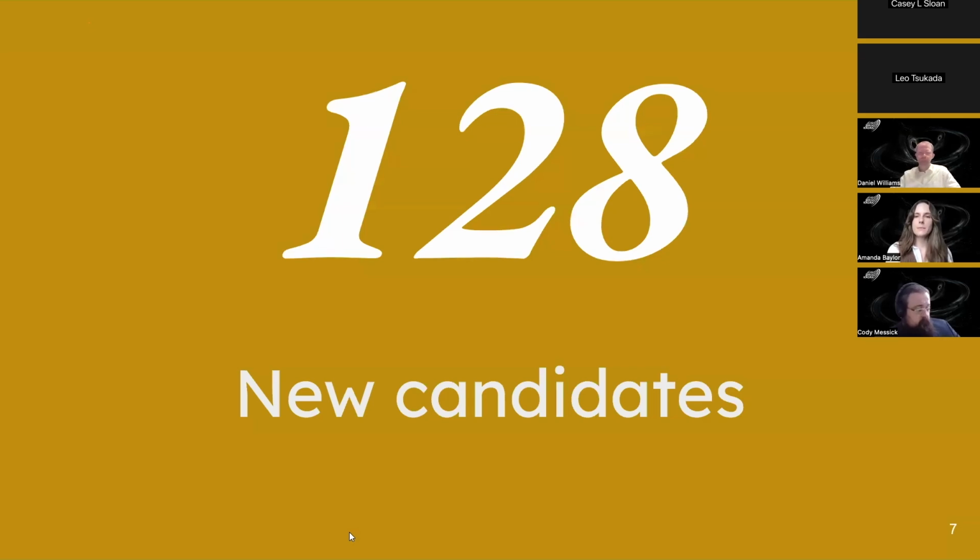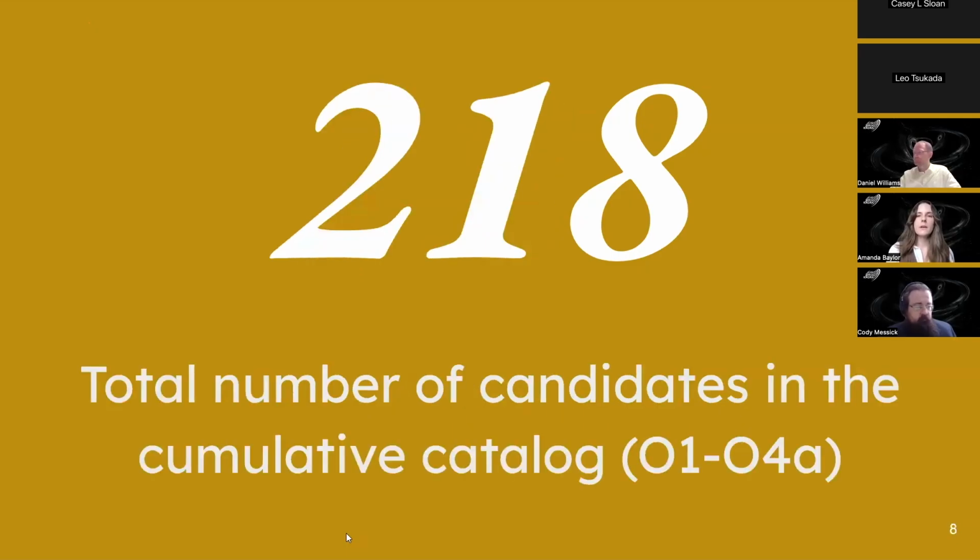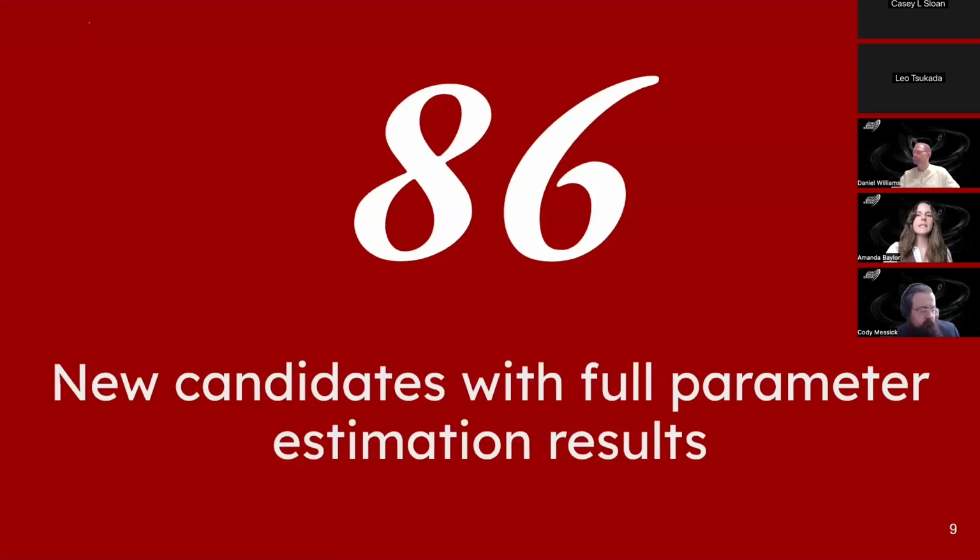So in this publication, we have 128 new candidate gravitational wave observations, and these are all from the first part of the fourth observing run, which we call O4a. Next slide, please. So that brings our total so far from observing run 1 to observing run 4a to a total of 218. So the addition of GWTC 4 more than doubles the size of our catalog. Next slide, please. We also take the 86 more significant candidates and perform what we call full parameter estimation on them. Parameter estimation is where we do further analysis to better analyze the properties of these systems, and Lucy will be talking to us more about that later.